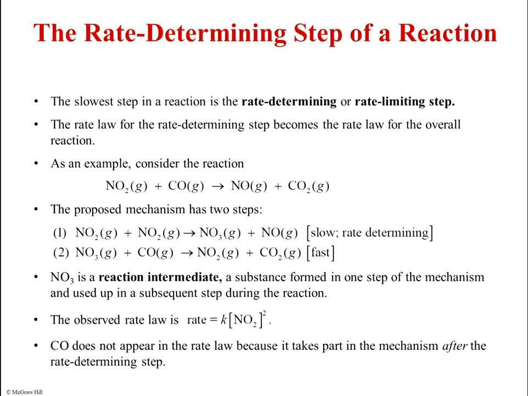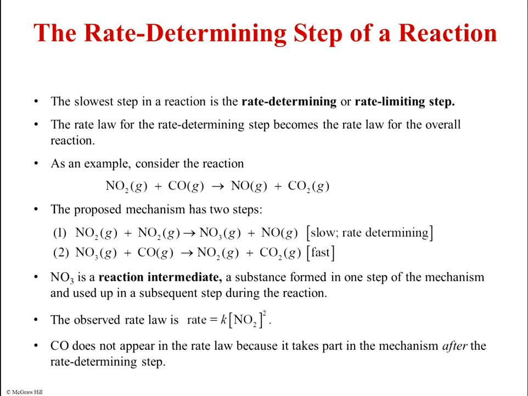In this case, then, the rate law for the rate determining step becomes the rate law for the overall reaction. So let's take an example. Nitrogen dioxide reacts with carbon monoxide to give nitric oxide, NO, plus carbon dioxide, CO2. The proposed mechanism has two steps. In the first, so this is not a simple oxygen atom transfer to CO.